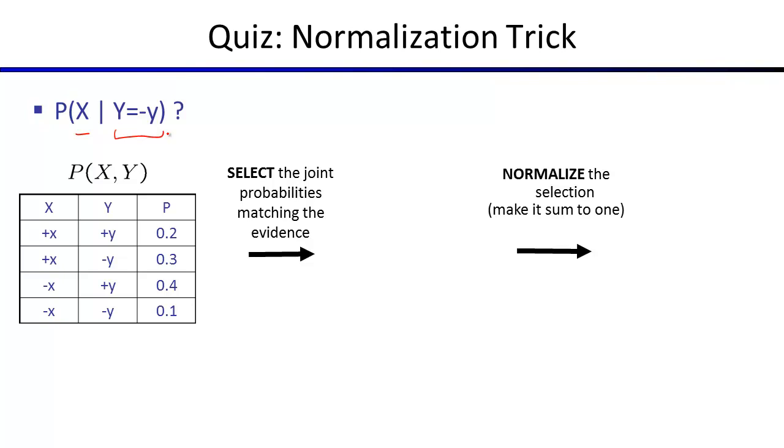All right, let's step through it. First step is selection. We select those rows that are compatible with what we're after. We are going to condition on y equals negative y, which is this row and this row, the compatible ones. So we end up with plus x negative y 0.3 and minus x negative y 0.1.